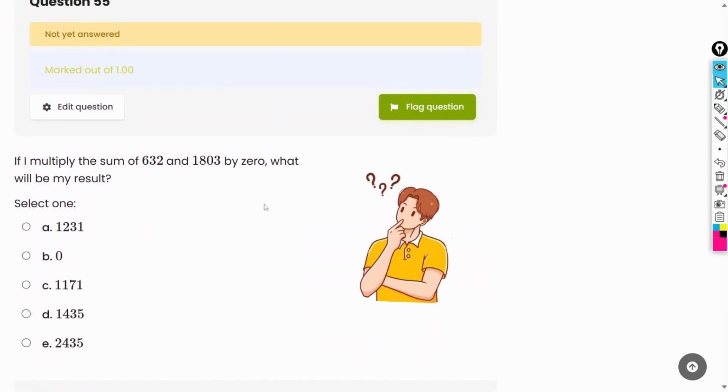If I multiply the sum of 632 and 1803 by 0, what will be my result? It's actually a very easy question because first you find the sum of these two and then you multiply it by 0. And anything multiplied by 0 will give you an answer of 0. So this is simply 0. That's easy.